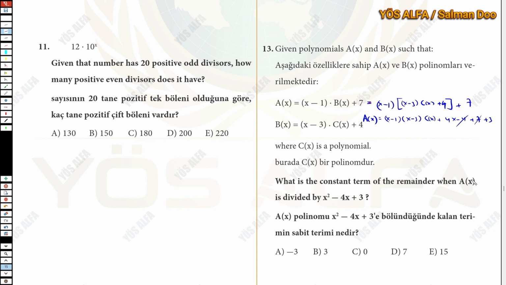We're going to divide this a of x by this, which is the same as (x minus 3)(x minus 1). So we're going to divide the whole thing by (x minus 3)(x minus 1). Since the first part is divisible, we're not going to have any remainder from it. From the second part, we have 4x plus 3, which is a first order expression, and we're dividing it by the second order expression (x minus 3)(x minus 1). So the remainder is the first order expression, 4x plus 3. That is the remainder of a of x. Since we are asked to find only the constant term of this remainder, the answer is B.